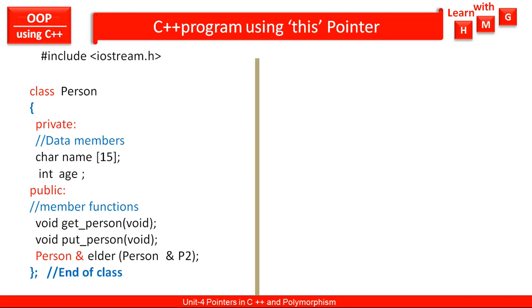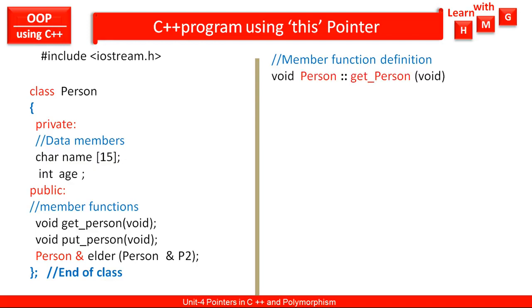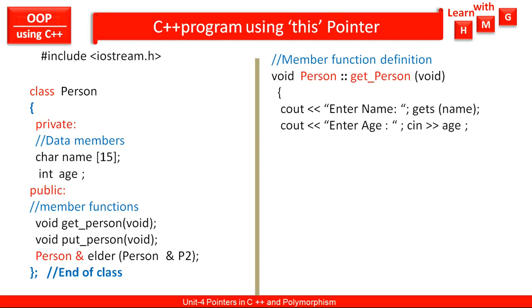Let us write all three member function definitions outside the class. First is the getPerson function, which is a member of the person class, not returning any value, not accepting any argument. So simple input operation, that is cout enter a name, then gets name, cout enter age, cin age. So as name is a string, I am using the gets function to accept this string, and age is an integer value, so I am using the cin extraction operator for age to accept the value of age. So this is the member function definition of the getPerson function.